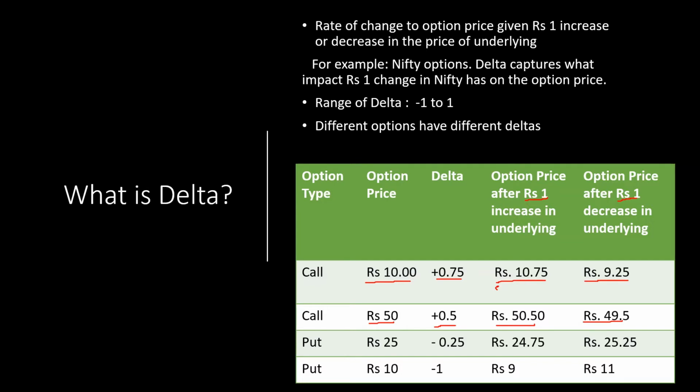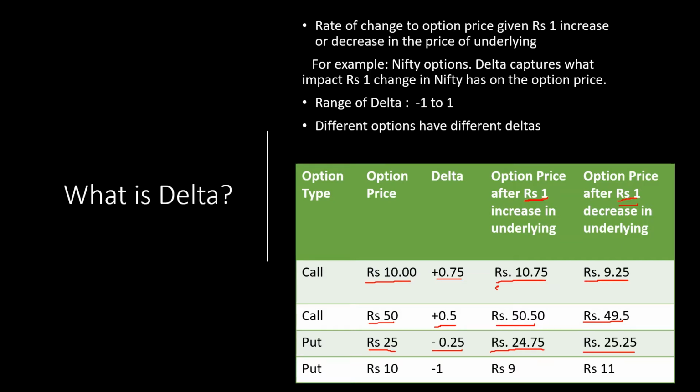A put option which is trading at 25 rupees has a negative delta of 0.25. This means that with every 1 rupee increase in the underlying, the put option price drops by 25 paisa and trades at 24.75. If the underlying price decreases by 1 rupee, the put option price increases by 25 paisa and will trade at 25.25.